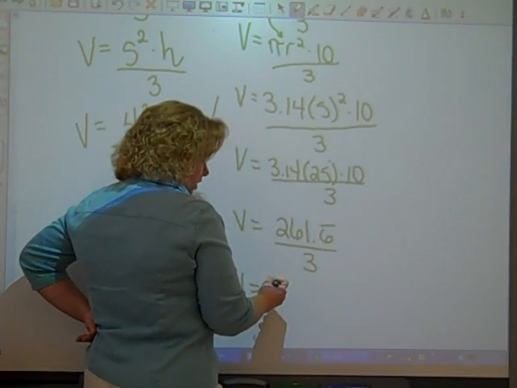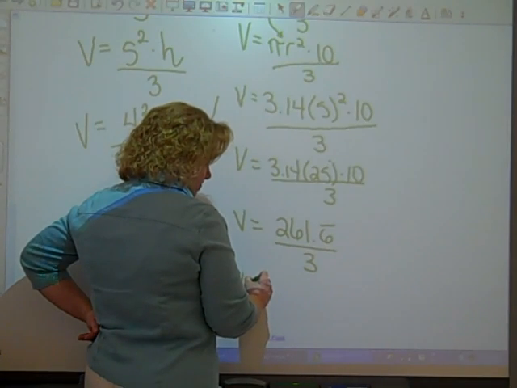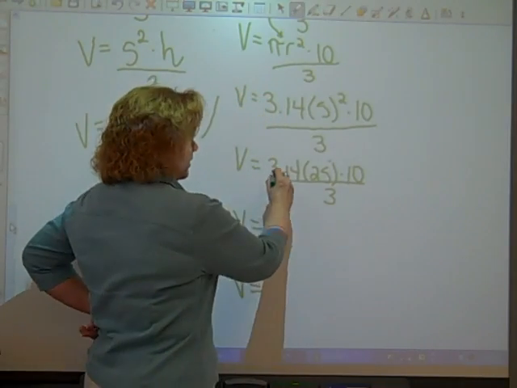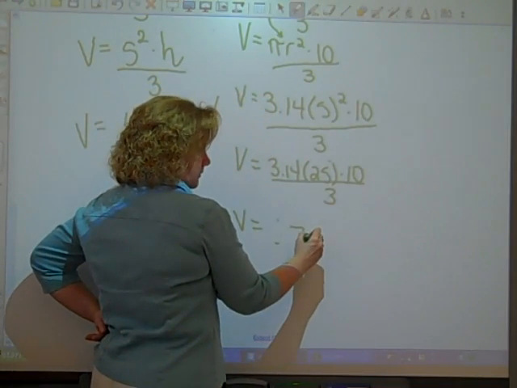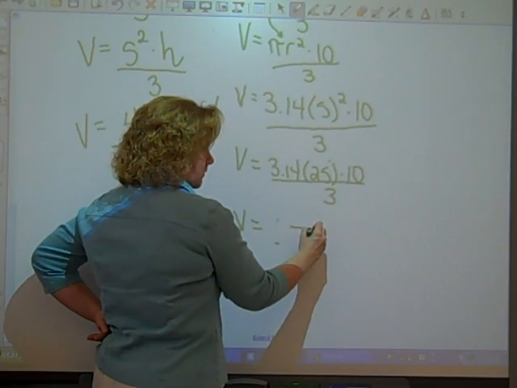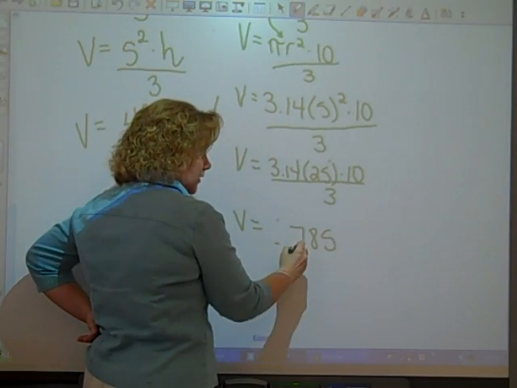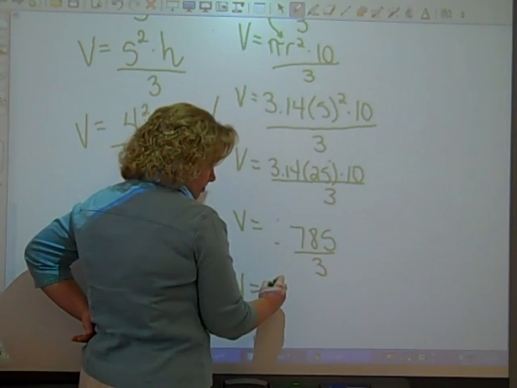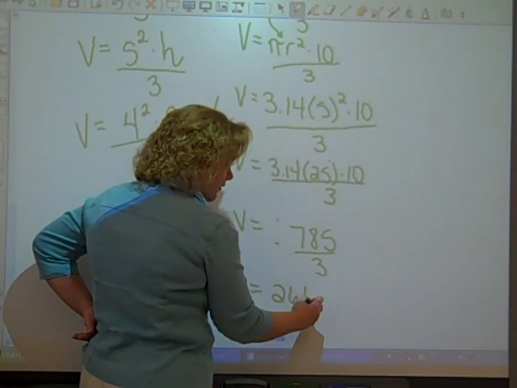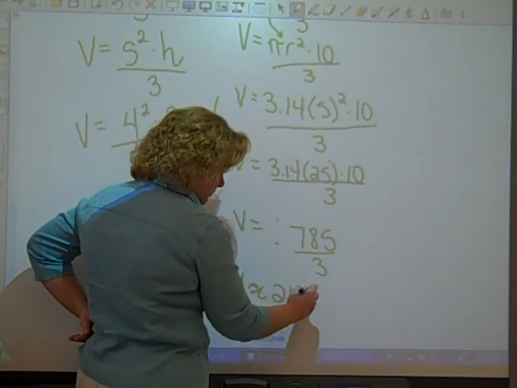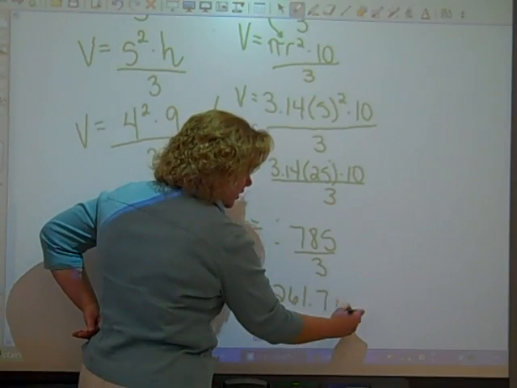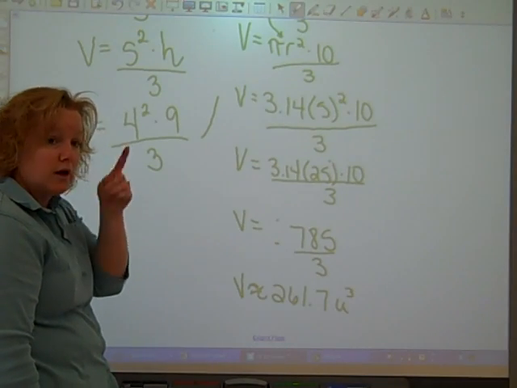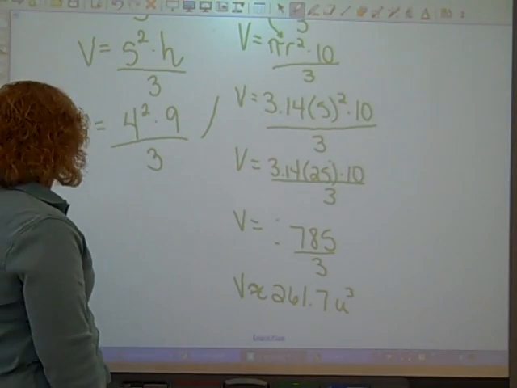And now divide by 3. What was it when I multiplied this? 785. Okay, and then divide by 3. And then you told me it was what again? 261.67. Okay, so in that case, I'd say yes, round, but use your approximation symbol. And then again, units cubed. Hang on, one more problem.